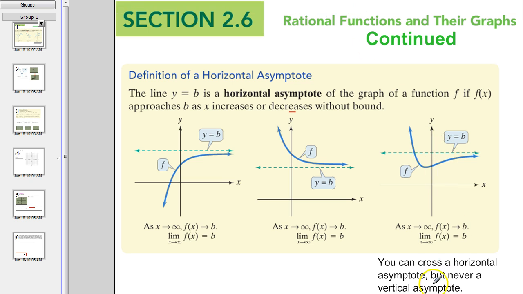Now, you can cross a horizontal asymptote. Notice we crossed it right here, then we came back up towards it. You cannot ever cross a vertical asymptote, but you can cross a horizontal. In trig, you'll see a function where you actually cross a horizontal asymptote an infinite number of times. You just keep crossing it. But here, it'll be common to see a graph that we cross one time, and then we just start growing up towards it or coming down towards it after we've crossed it.